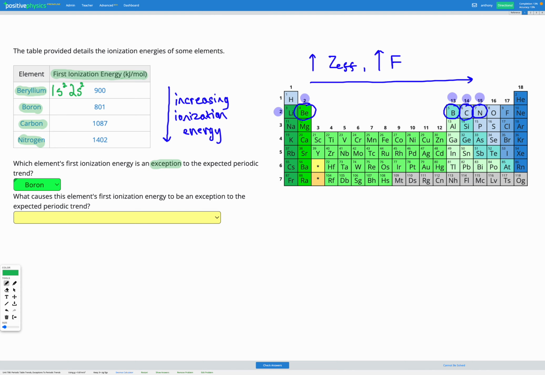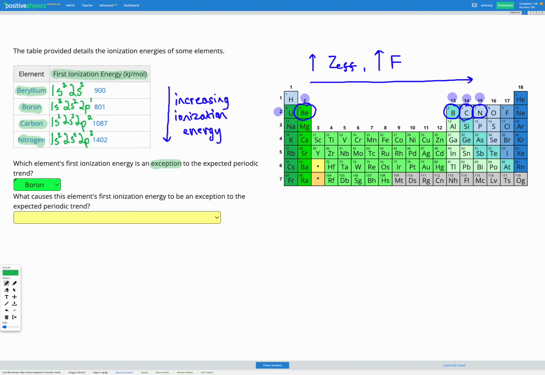What about boron? Boron has 5 electrons. So the first 2 are going in the 1s subshell. The next 2 are going in the 2s subshell. Remember, s subshells can only fit 2 electrons. So this one's then going to go into the p subshell, 2p1. Then we continue going. We've got 1s2, 2s2, 2p2 for carbon, which has 6 electrons in total. Nitrogen is going to be 1s2, 2s2, 2p3, since that has 7 electrons in total.